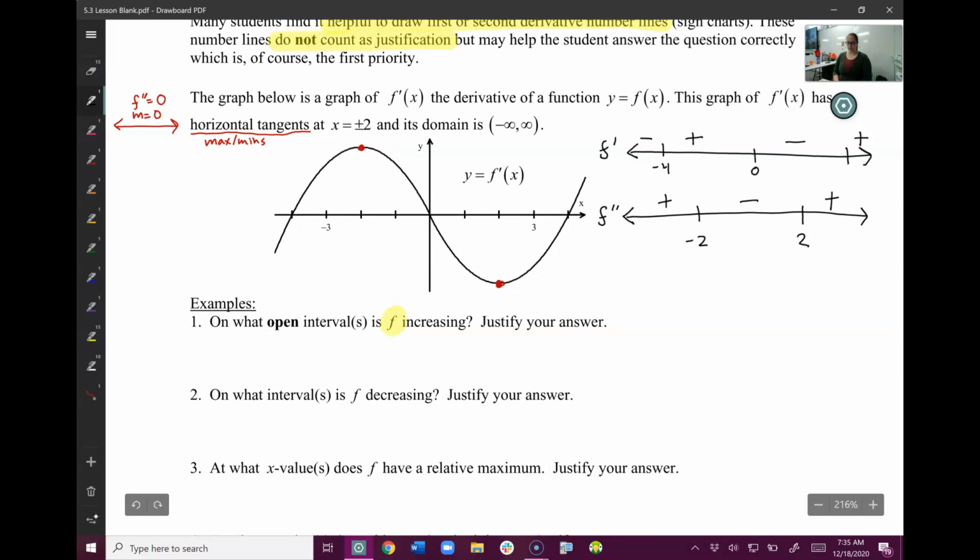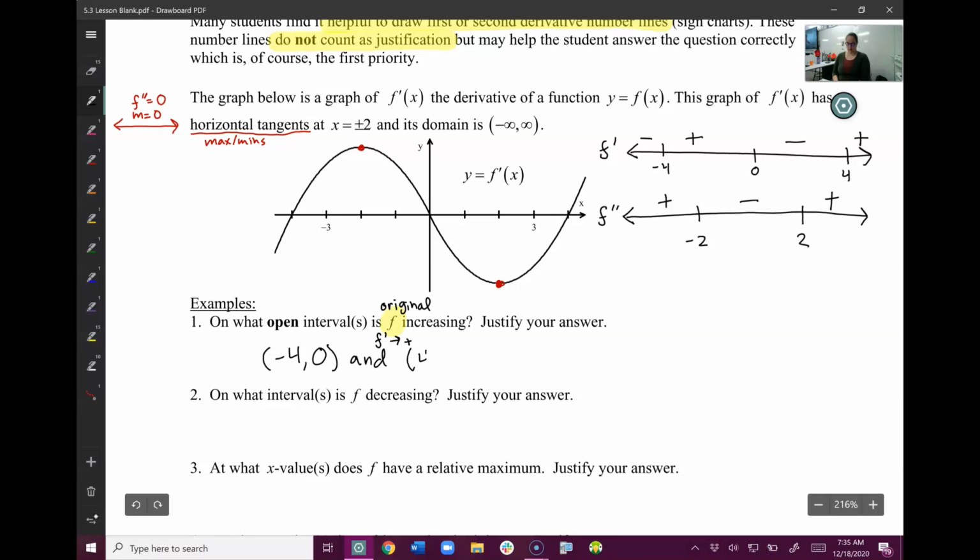So now let's go back to number 1. On what open intervals is f increasing? So now we're talking about the original. Where is the original increasing? Which would mean, where is the derivative positive? If we want to find where the original is increasing, we want to look where the derivative is positive. So if we look at our number line, the derivative is positive from -4 to 0, and I'm doing open intervals because that's what it asked for.